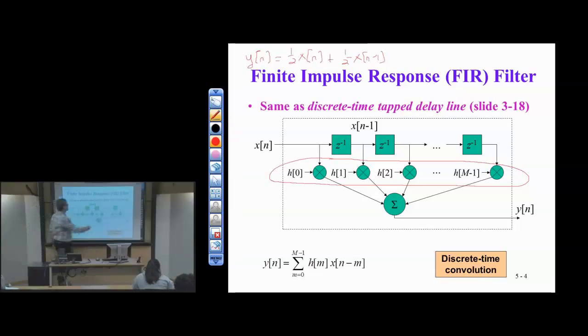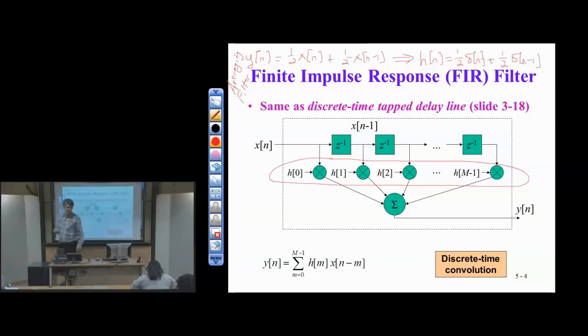So first of all, what's the impulse response of this averaging filter? Right, so we just let x of n be the impulse, the discrete time impulse, and so the impulse response is this. Now we can write this as a tap delay line or express it in a block diagram.